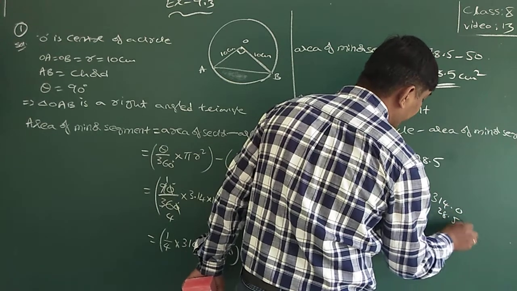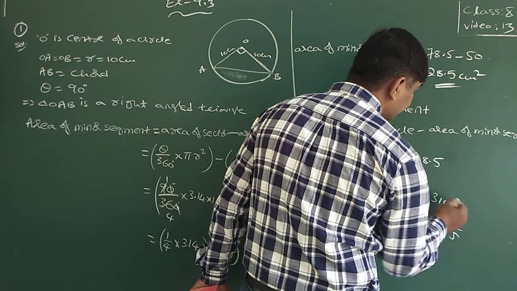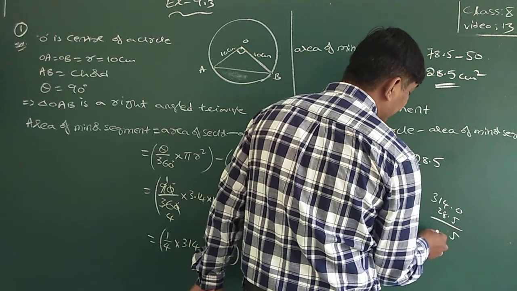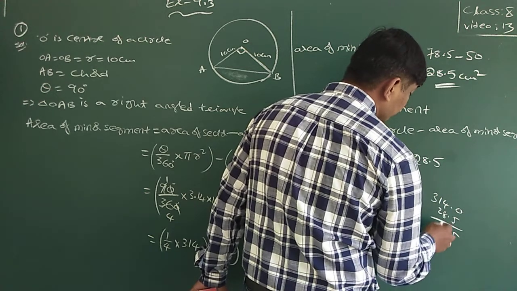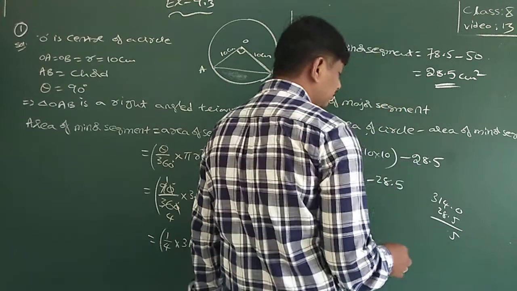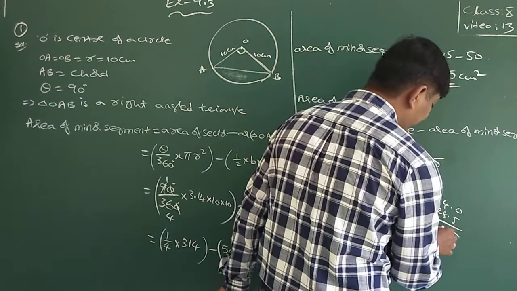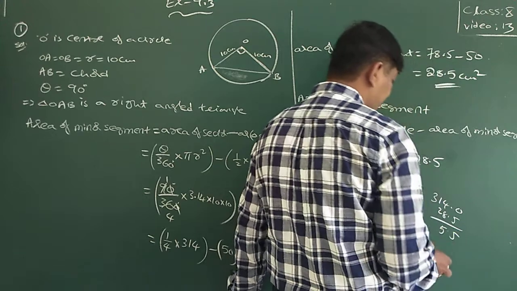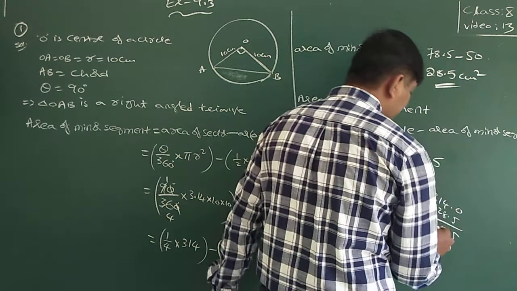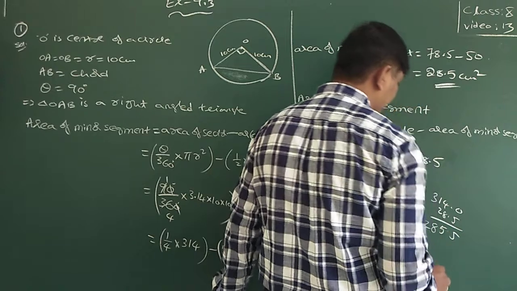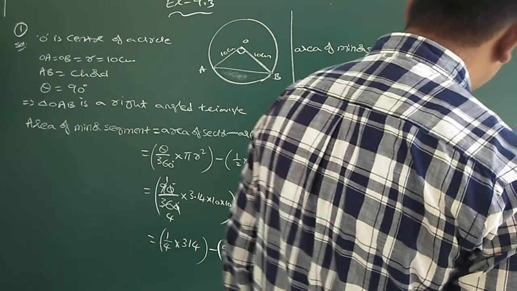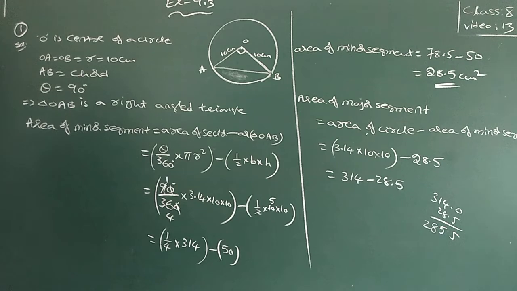314.0 minus 28.5: 10 minus 5 is 5, point. Now here 13 minus 8 is 5. 10 minus 2 is 8. Am I correct? Check the subtraction once: 314 minus 28.5.